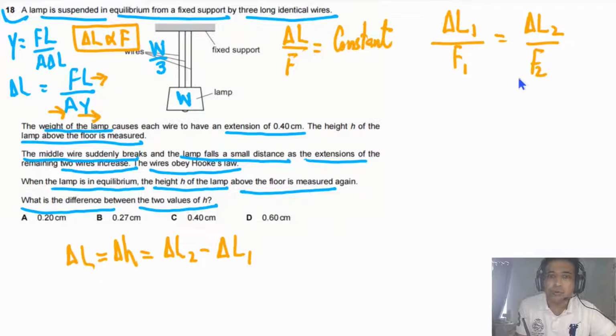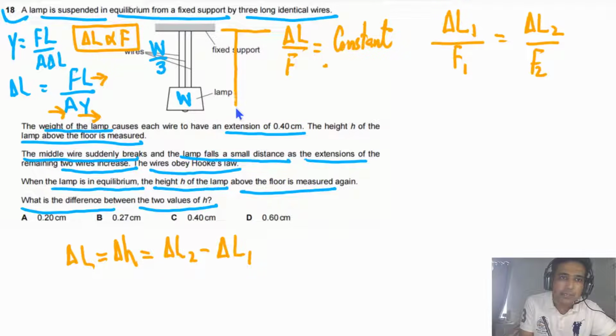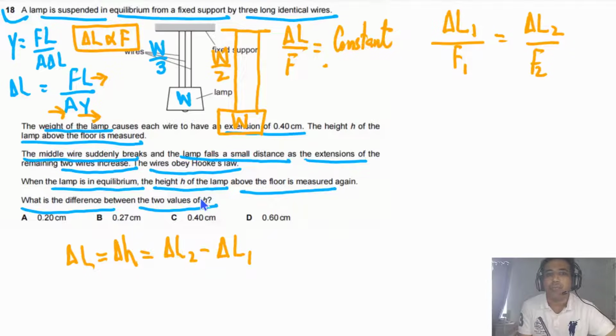Now we need to find out the value of F2. In order to find the value of F2, we can redraw this. We can redraw here so you can compare. Now we have two wires. They are extended more, so we can draw this one a bit longer. So here we have the same weight hanging here, so this is W. Now we have only two wires, so the tension in each wire will be equal to W by 2.